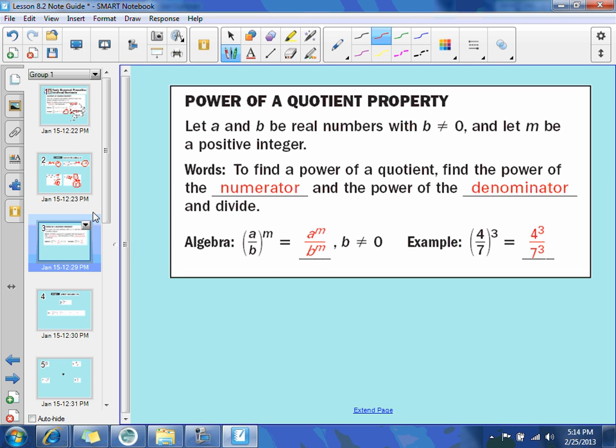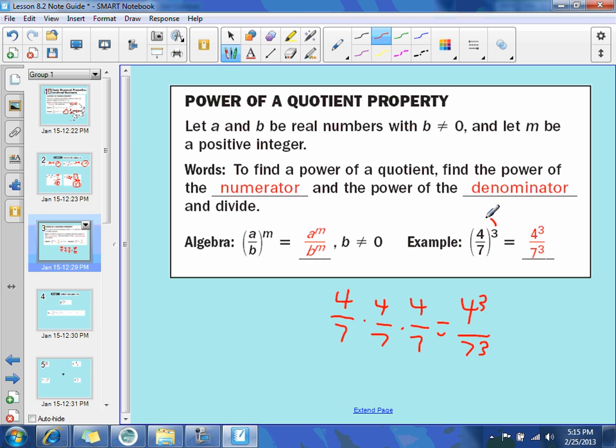Now, if you were dividing a problem and taking that to a power, this is still a divided by b to the m power, like 4/7 to the 3rd power literally means 4 divided by 7 times 4 divided by 7 times 4 divided by 7. Or you can consider this the fraction 4/7 times 4/7 times 4/7. Well, remember how we multiply fractions? Let's multiply the numerators. Well, 4 times 4 times 4, 4 to the 3rd. 7 times 7 times 7, 7 to the 3rd.